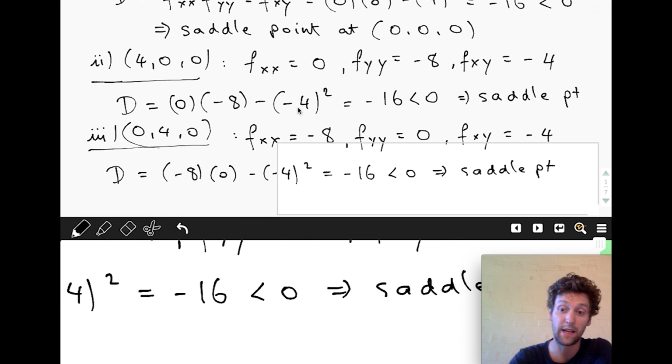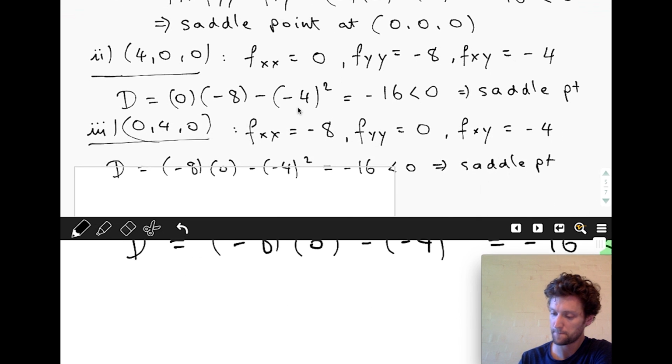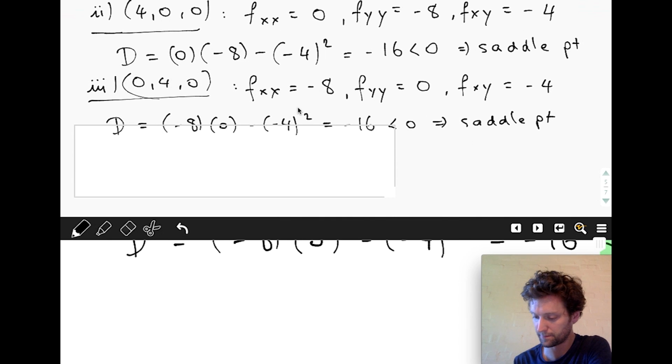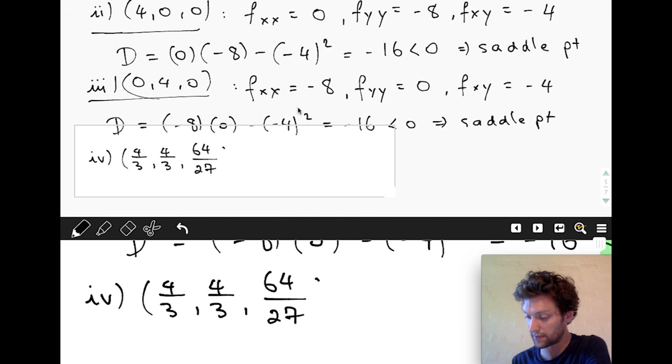So far, everything has been a saddle point. I haven't had any cases where there have been closed contours. Let's look at the last case. This is the case when x was equal to 4/3, y was equal to 4/3, and f of xy was equal to 64 over 27.